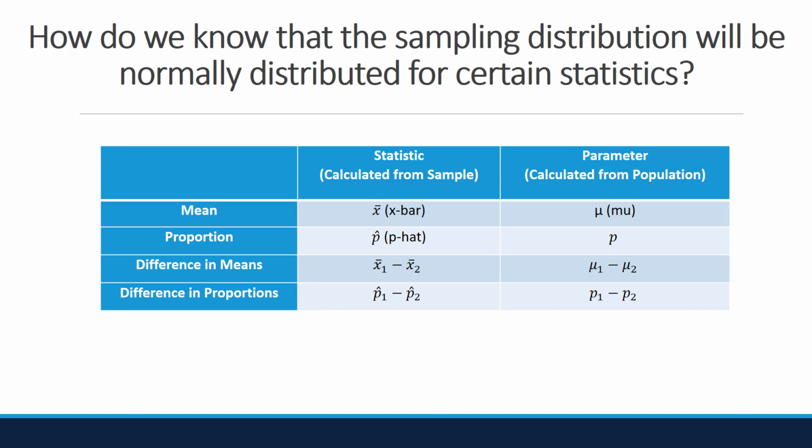How do we know that the sampling distribution will be normally distributed for certain statistics? There is a fundamental theorem in statistics that informs us that the sampling distribution for the statistics given in this table will be normally distributed under certain conditions. The central limit theorem can be applied to describe the behavior of each of these statistics when repeated random sampling is performed. We will look at the central limit theorem for each of these statistics.